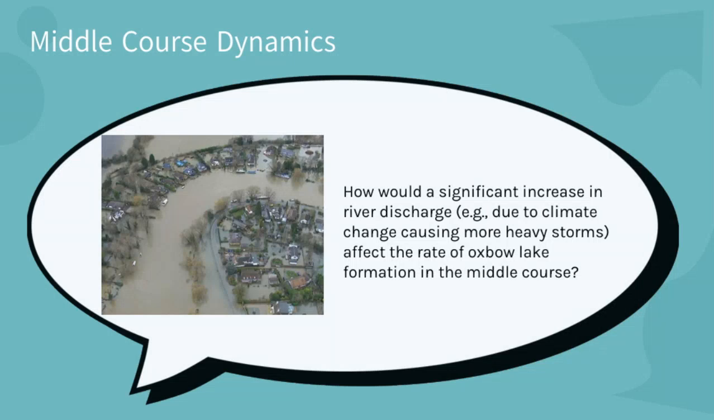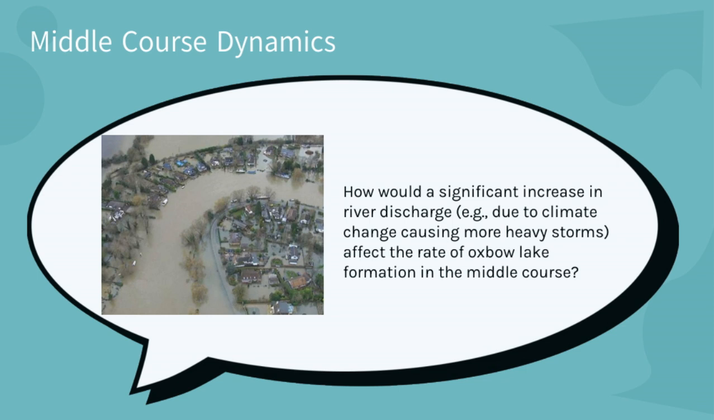Now let's apply this to a bigger geographical issue. The question is, how would a significant increase in river discharge, for example, because climate change causes more heavy storms, affect the rate of oxbow lake formation in the middle course? This is asking you to think beyond the basic process.